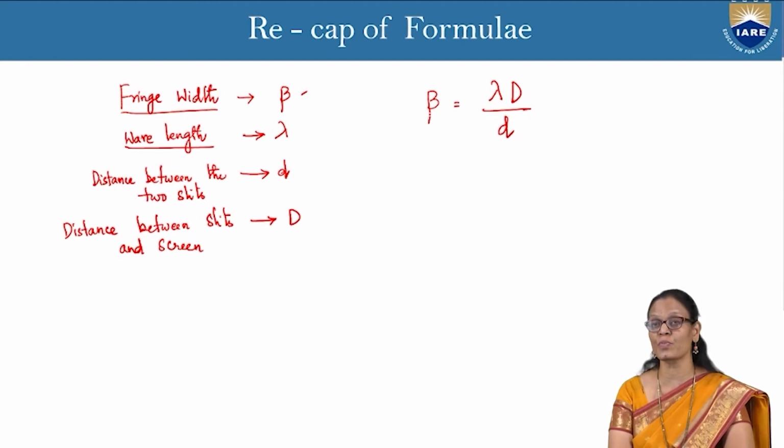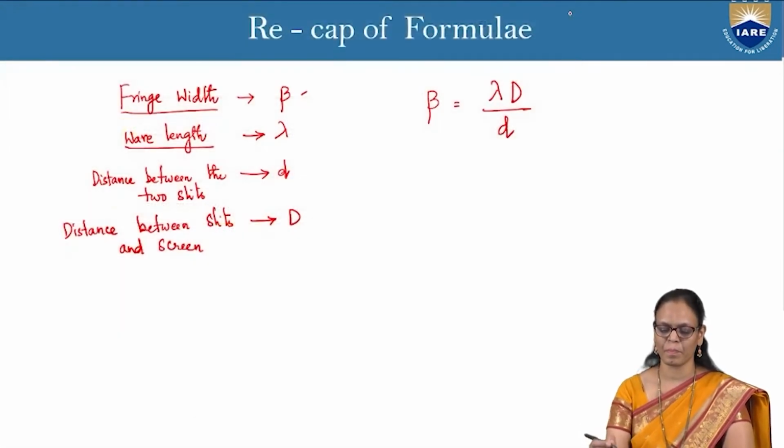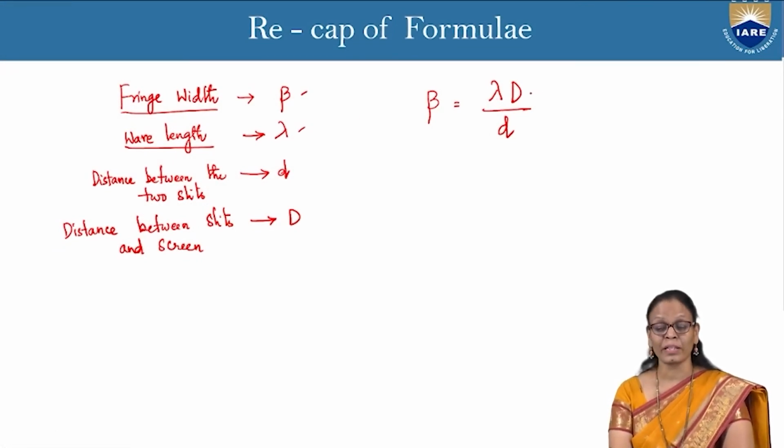How do we get the fringe width? Fringe width depends upon the wavelength lambda, capital D, which is the distance between the slits and the screen, and also small d, that is the distance between the two slits. So if the distance between the two slits increases, the bandwidth decreases. If the distance between the two slits decreases, the bandwidth increases.